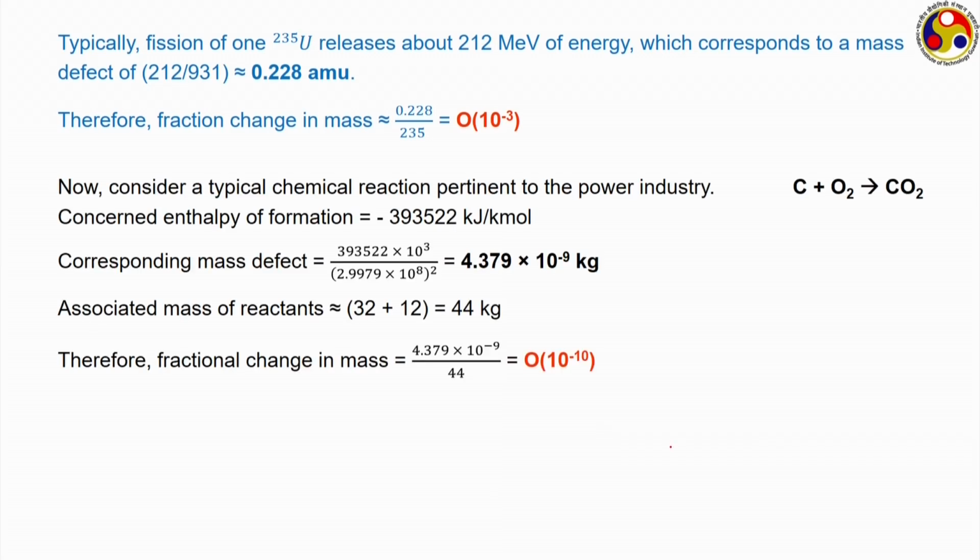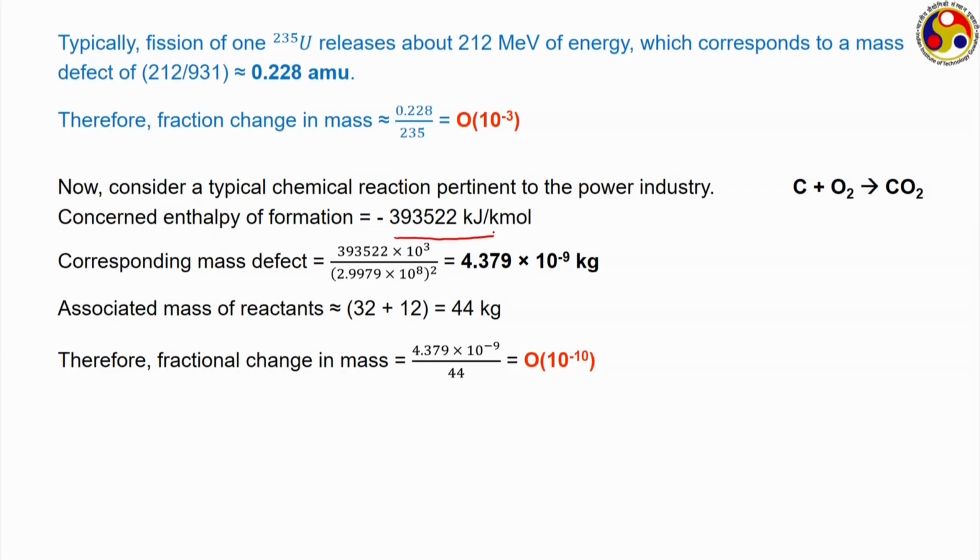Now, we compare this with a conventional chemical reaction. Carbon is getting oxidized, resulting in CO2, or carbon dioxide. The concerned enthalpy of formation value is shown here. This enthalpy of formation, which you have probably heard in thermodynamics, is associated with the amount of chemical energy that gets converted to thermal energy because of the combustion reaction of 1 kilomole of reactants. That is, the combined number of moles of carbon and oxygen together has to be 1 kilomole, then we are going to get this amount of energy release.